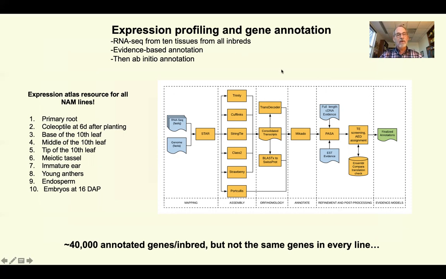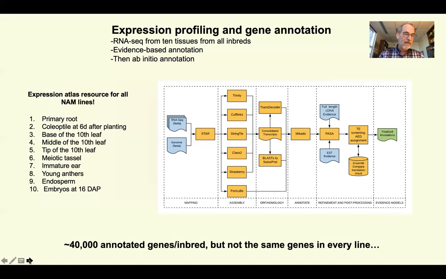And we had all these genomes that were assembled the same way. We could then compare them all to control for quality across all the inbreds to get a final annotation set. And we found that for all 26 inbreds, we generally see about 40,000 annotated genes per inbred. But we know from other prior maize literature that although most corn lines have 40,000 genes, that doesn't mean that it's the same 40,000 genes in every inbred.